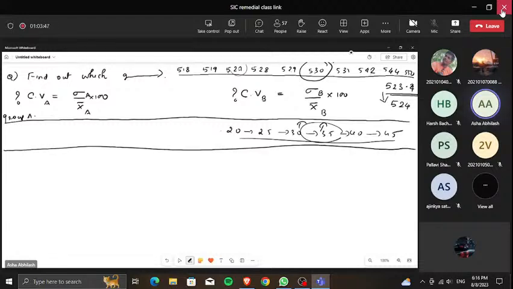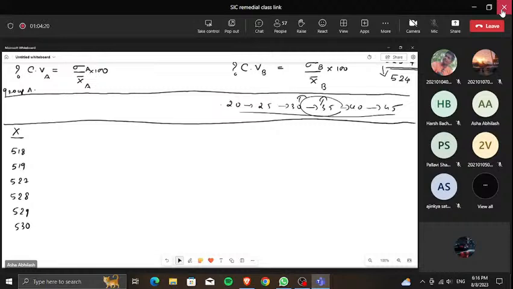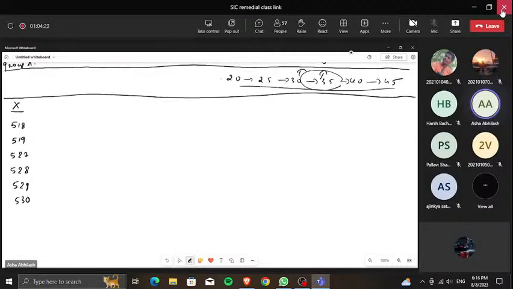Yes, ma'am. Okay, so now I'm going to calculate sigma and x bar for group A. For that, first I'll denote group A as x and group B as y. The data of x are 518, 519, 527, 528, 529, 530, 531, then 542. All of you are writing, no?